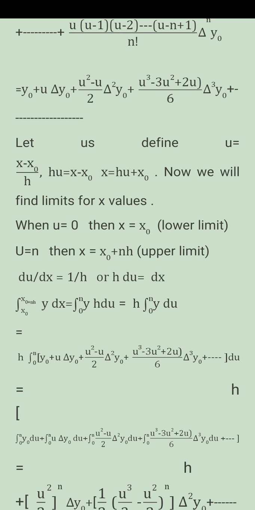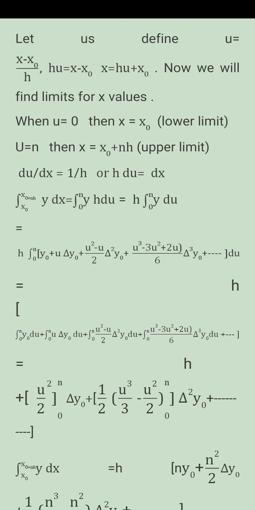To find this integration, the general quadrature equation, let us define u. u is equal to x minus x naught by h. From this equation we write hu is equal to x minus x naught, and x is equal to hu plus x naught. Based on this equation, we will find the limits for x. When u is equal to 0, x is x naught, the lower limit. When u is equal to n, then x is equal to x naught plus nh, the upper limit, because u values go from 0 to n.